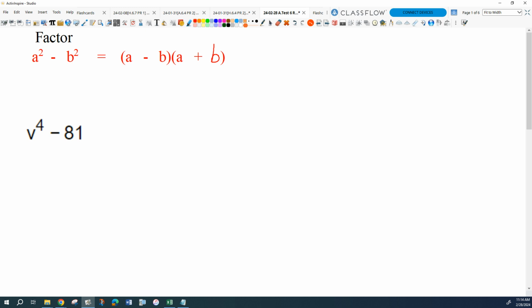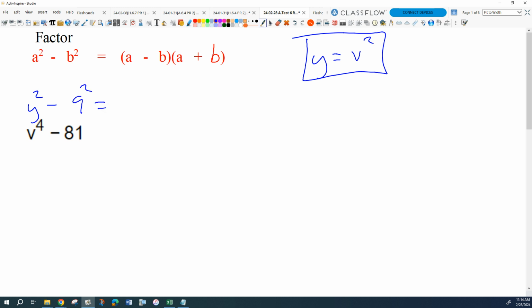Okay, so in order for us to use this one, we might need to make a substitution, because that doesn't look like something squared. What could I substitute, though? Maybe call it y or something to make it look like something squared. Y equals v squared. There you go. So v to the 4th is the same thing as v squared squared, so this would just become y squared, minus, and we already know 81 is 9 squared.